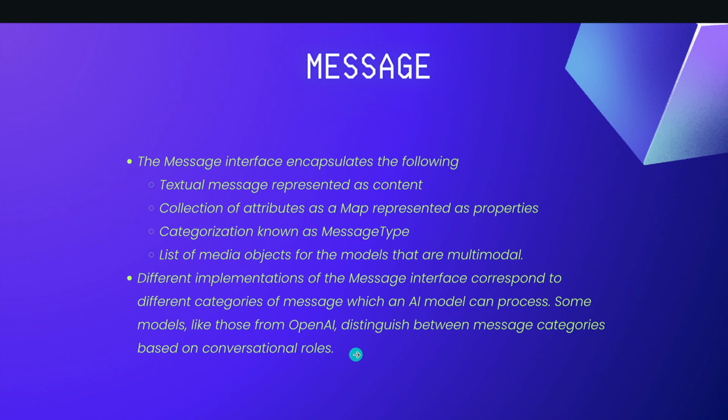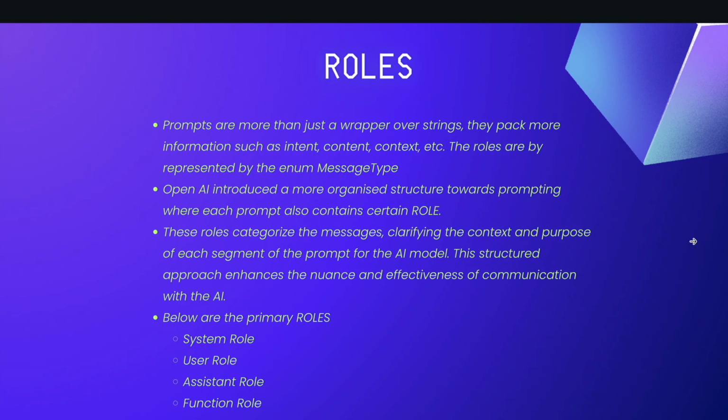Some models from OpenAI distinguish between message categories based on the conversational roles, which we will be discussing later on. So what are roles? Well, prompts are more than just a wrapper over strings. They pack more information such as intent, content, context, etc. The roles are represented by the enum message type. OpenAI introduced a more organized structure towards prompting where each prompt also contains a certain role. These roles essentially categorize the messages, clarifying the context and purpose of each segment of the prompt for the AI model. And this structuring enhances the effectiveness of communication with the AI.